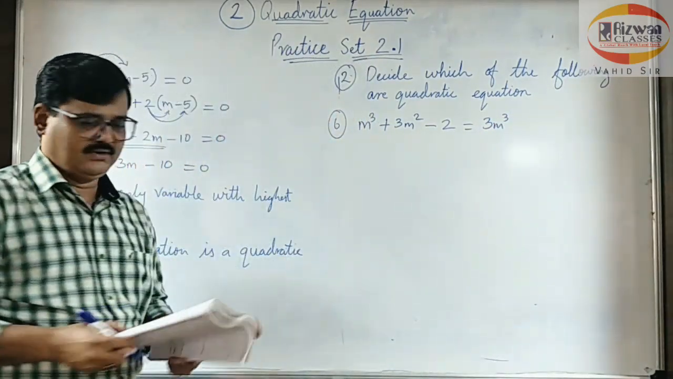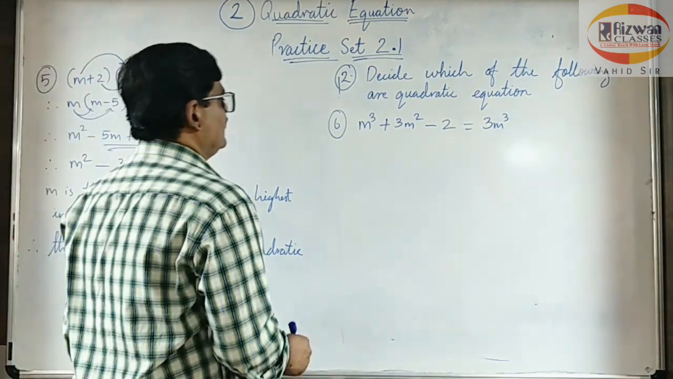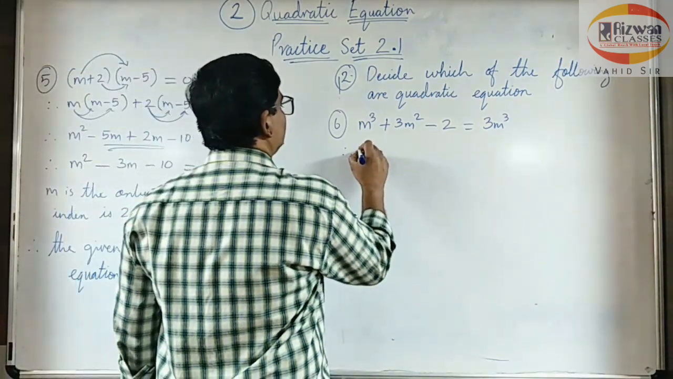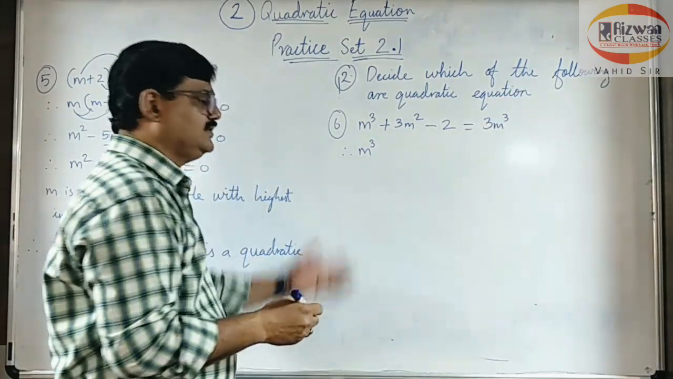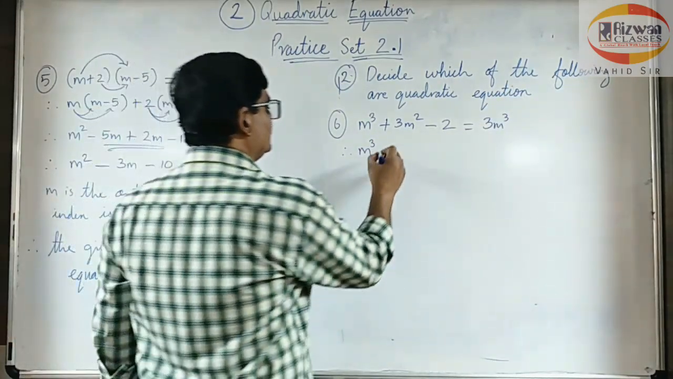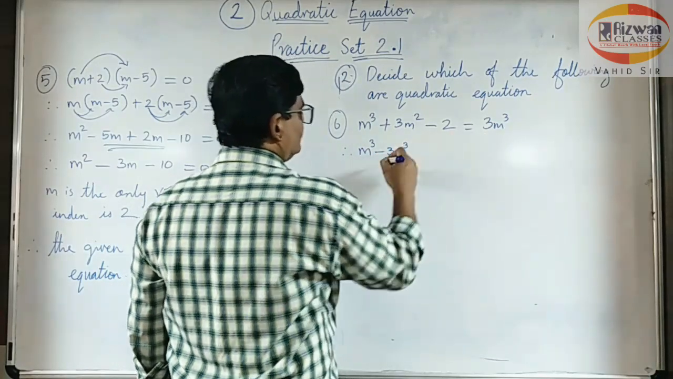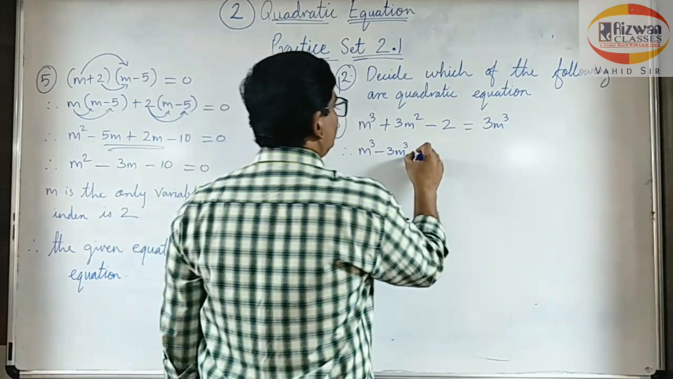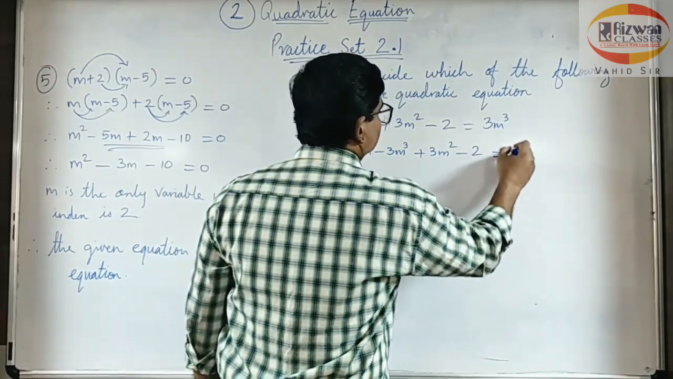Again, what I'll try to do here is get it into the standard form. Now how to get it into the standard form? You have your m cube, and you have your m cube on the right hand side, a like term. So you have to get it together over here. So minus 3m cube, because that is on the right hand side, I took it to the left hand side. And here plus 3m square minus 2 equals 0.